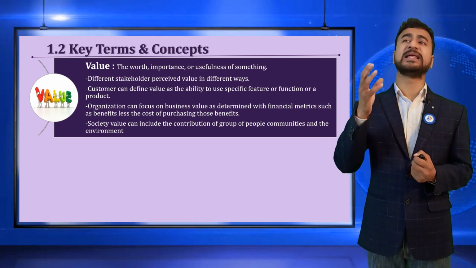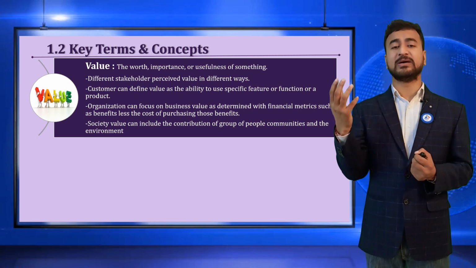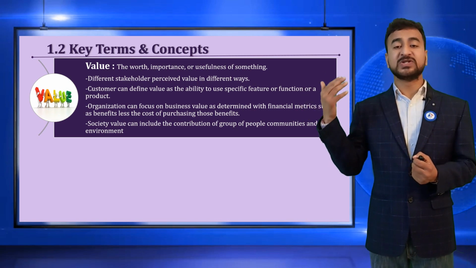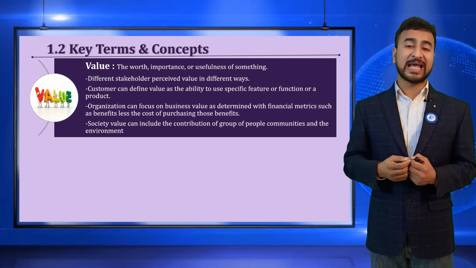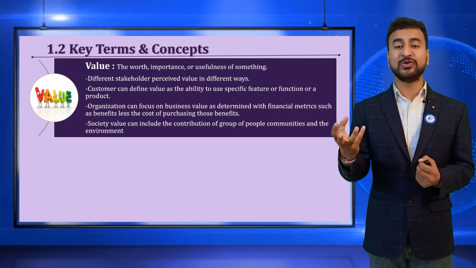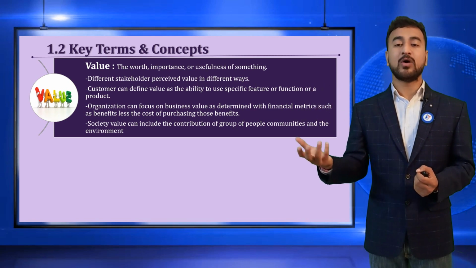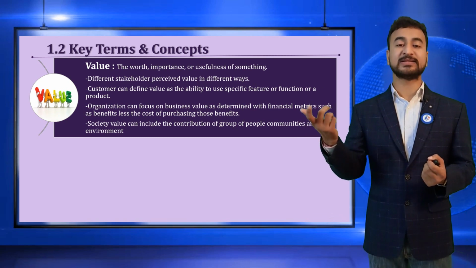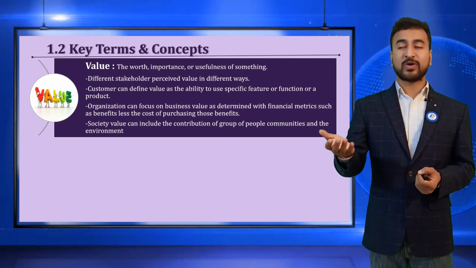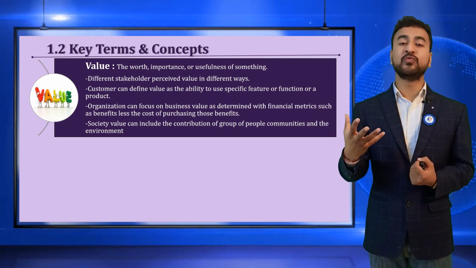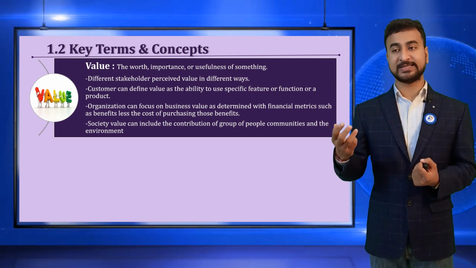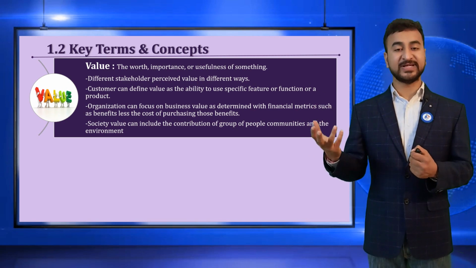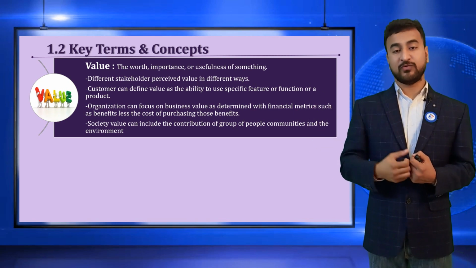Value is a term that depends on person to person. Different stakeholders perceive value in different ways. For example, for the customer, value is how they utilize the function or feature of the product. Like for me, with an iPhone, the features it provides are a value for me. But for most corporate organizations, value would be in terms of financial metrics: how much money they have invested and what return they are getting. So return on investment is the value for the organization.